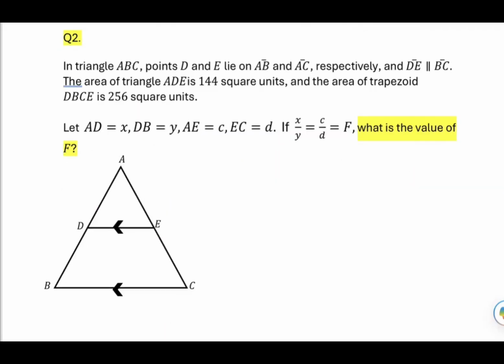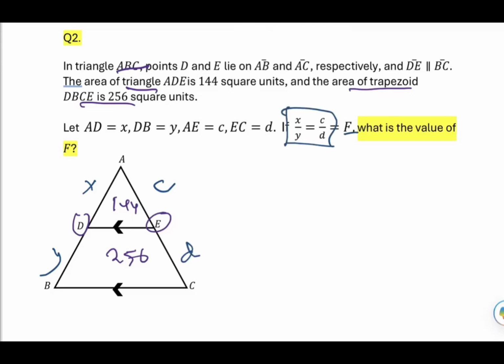Question 2. Question 2 is challenging, but I got you. In the triangle ABC, points D and E lie on AB and AC. They say DE and BC are parallel to each other. And the area of this triangle, the top one, is 144. And the area of the trapezoid at the bottom is 256. That means from here to here, DECB. They've told you that AD is x, BD is y, AE is c, and EC is d. Given this restriction, find f.